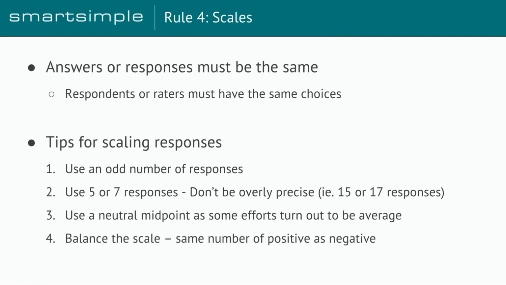The other thing we want to do here is use a neutral midpoint. So I might want to use value number 3 as being average, or value number 5 as being neutral, or something like that.